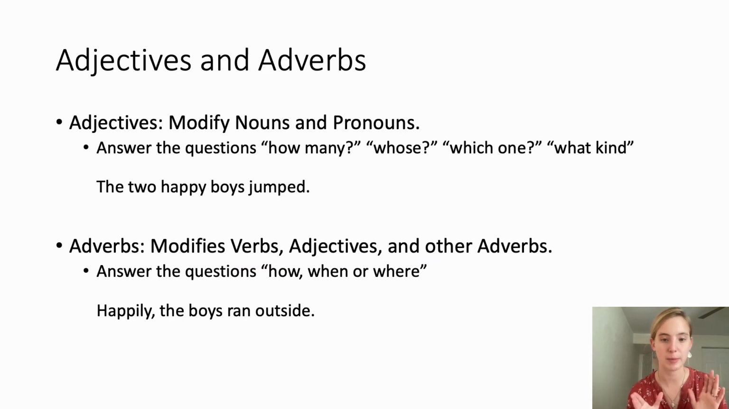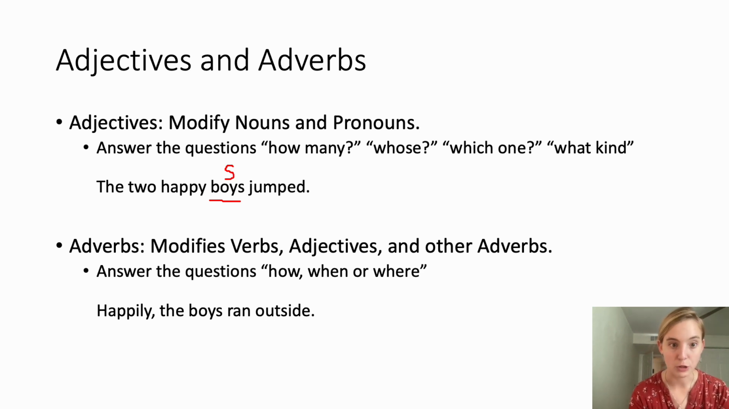Chapter 1 also talks about adjectives and adverbs. Now, adjectives modify nouns and pronouns, and they answer the questions how many, whose, which one, or what kind. I prompt these questions in class, so if you're not certain, it will become more and more intuitive as we keep doing these sentences together. But let's look at this sentence. The 2 happy boys jumped. We first have to identify the subject of the sentence. The only subject, excuse me, is boys. This is the thing that is doing the action.